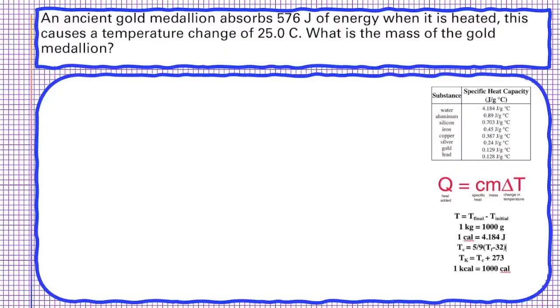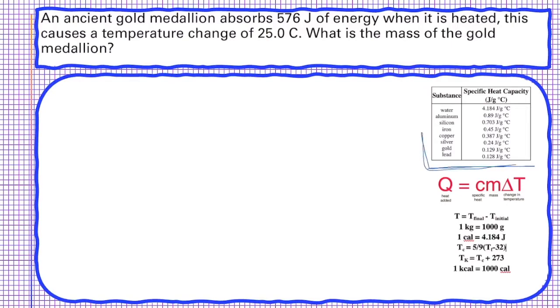Okay, so our first example says that an ancient gold medallion absorbs 576 joules of energy when it's heated. This causes a temperature change of 25 degrees Celsius. What is the mass of the gold medallion? And so before we get started, I have some information over here.